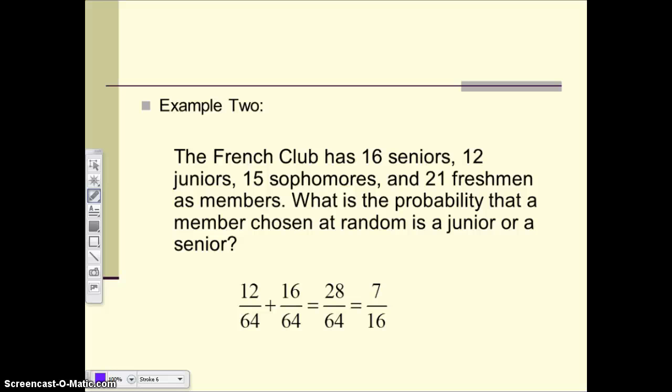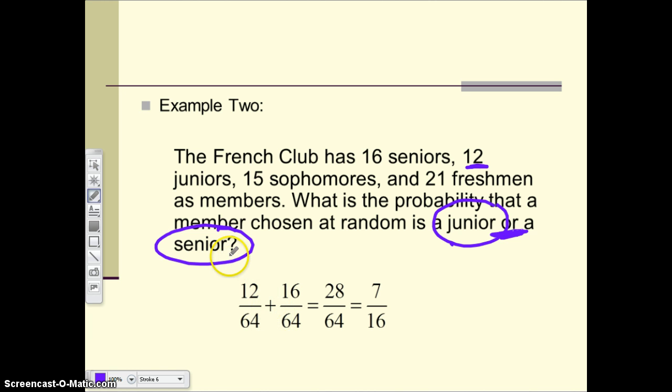Okay, here is another example. The French club has 16 seniors, 12 juniors, 15 sophomores, and 21 freshmen. So what's the probability, if you choose one at random, that they're going to be a junior or, notice that word, or, that tells us we're going to add, a senior? Well, what's the probability that they're a junior? There are 64 total students. 12 of them are juniors, so he has a 12 in 64 chance of selecting a junior.